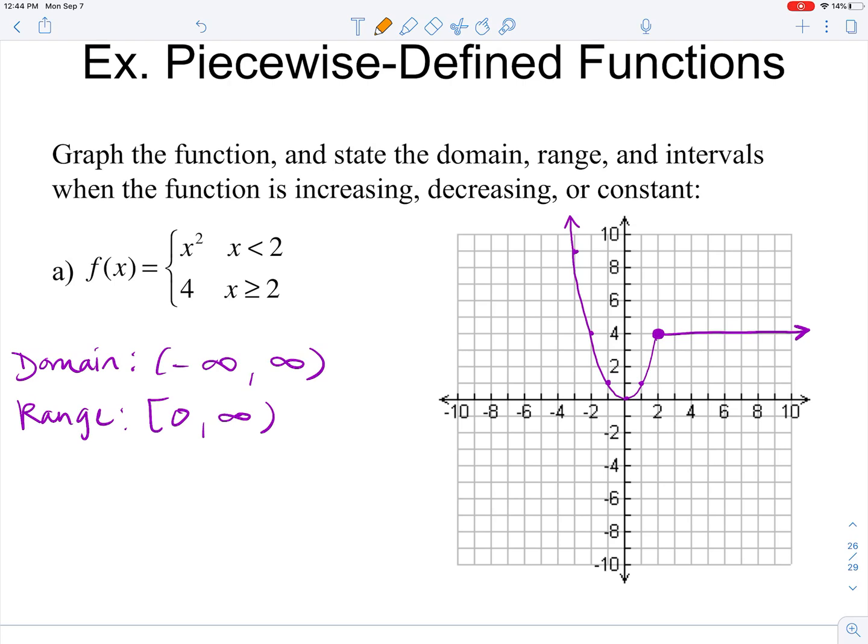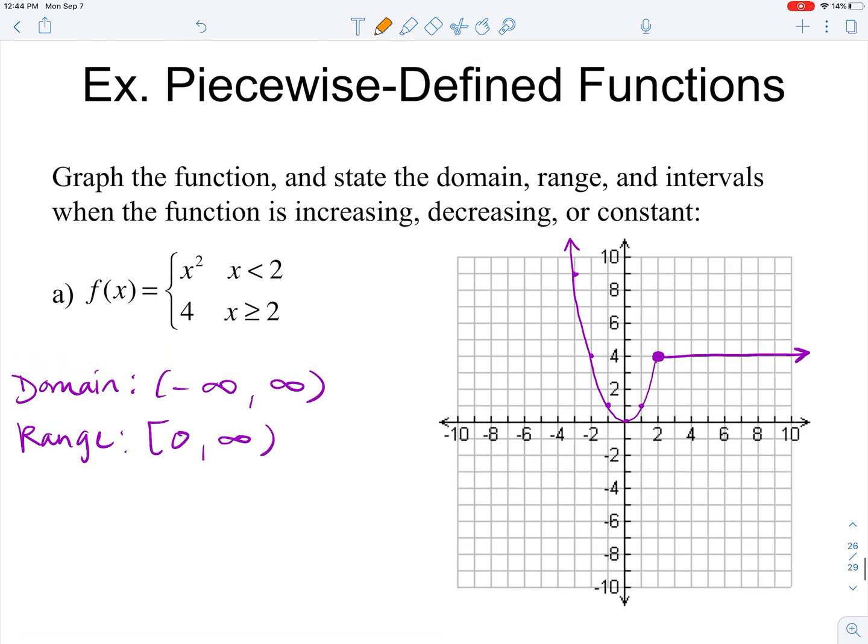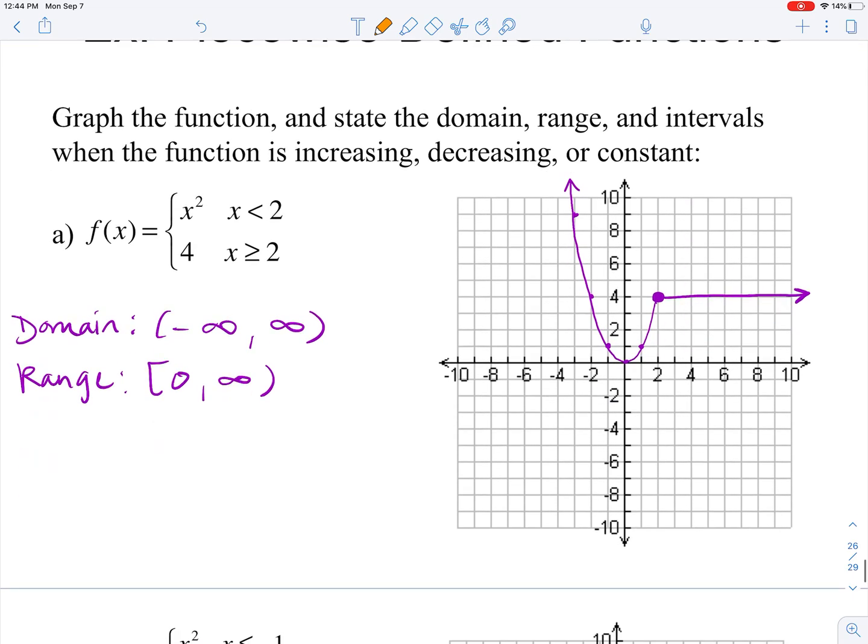We are only using open intervals for now. In calculus, you will have a new method of determining where a function is increasing, decreasing, or constant, and you will be able to decide whether to include endpoints or not. But for now, for increasing, decreasing, and constant, we will use all open intervals.